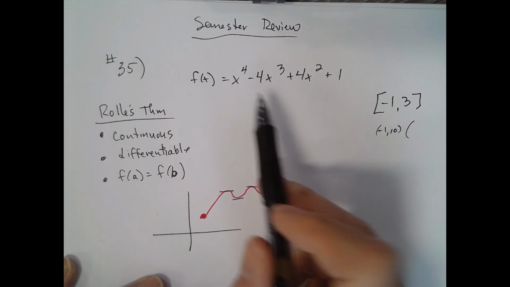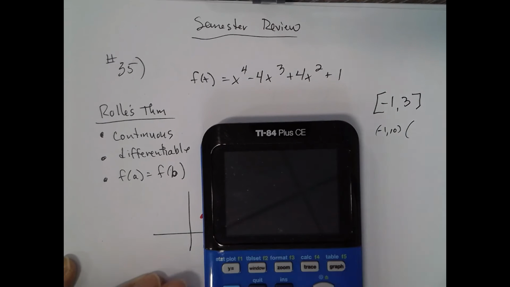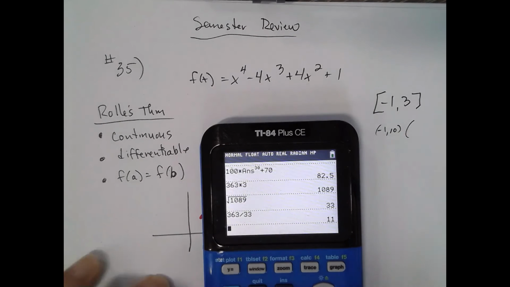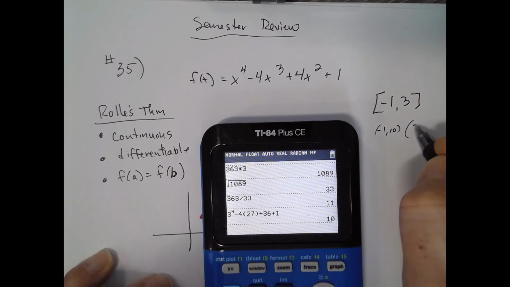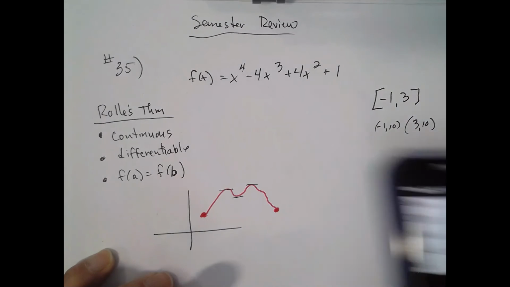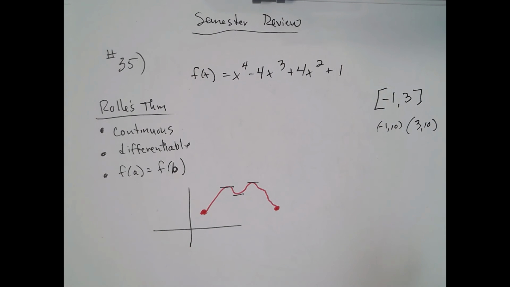3 is 81, oh boy, minus 4 times 27, better grab the calculator. So 3 to the 4th minus 4 times 27 plus 36 plus 1 gives you 10 also, so 3 comma 10. So they both have the same y value, so Rolle's theorem does apply. So we need to continue on the problem.